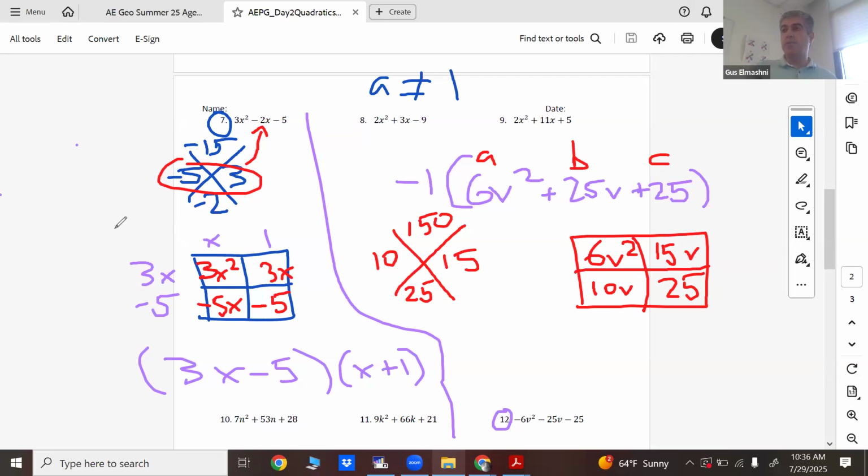What can you pull out of the first row? What do they have in common? And 3, because 15 can't be divided by 2. Now, what do you multiply 3v to get to 6v squared? Good, awesome. Thank you, Natalie. 2v. And then what do you multiply this one? 5 and 5. And I don't think I made an error. So you have a negative on the outside, 3v plus 5, and 2v plus 5. And it will all check out.